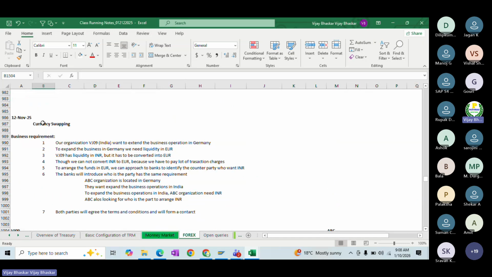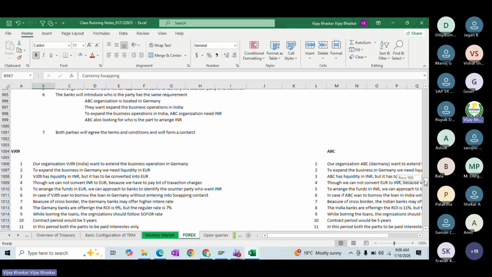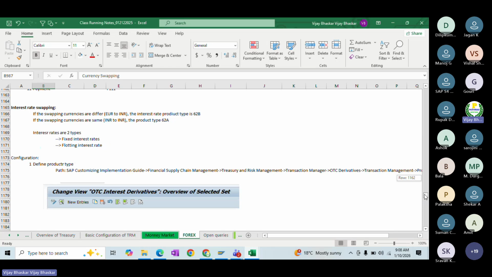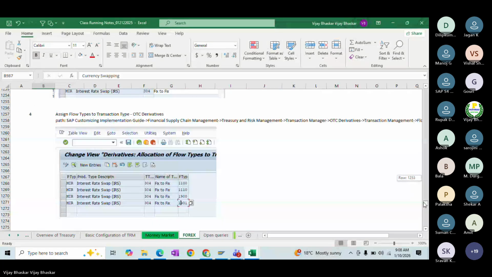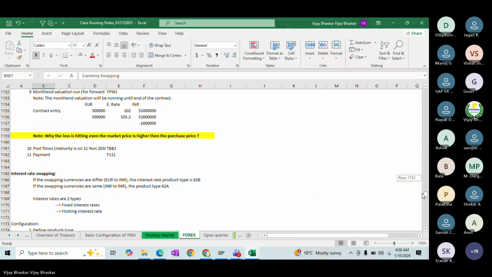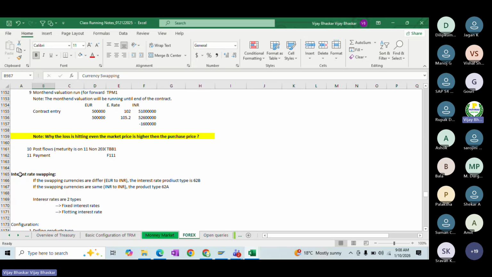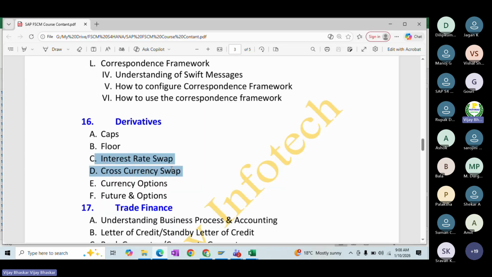But see now, currency swapping. Once the currency swapping topic is completed, we are going to move to interest rate swapping related topics, where it has been configured. You can see interest rate swapping here. So these two things will be covered as part of foreign exchange only, but these two instruments are part of derivatives. That is the reason I have classified them separately, and I have updated them in the derivatives as a continuation of that.